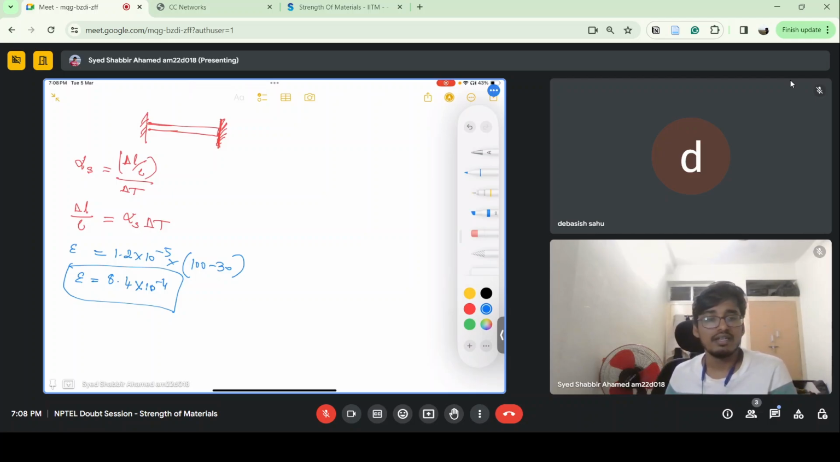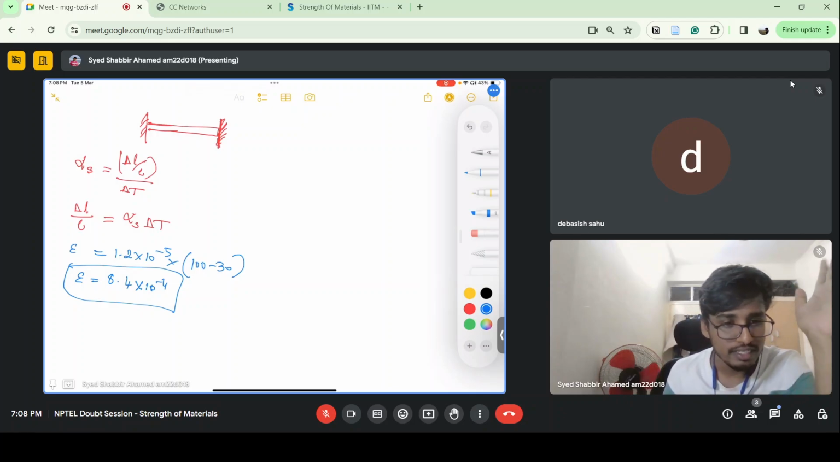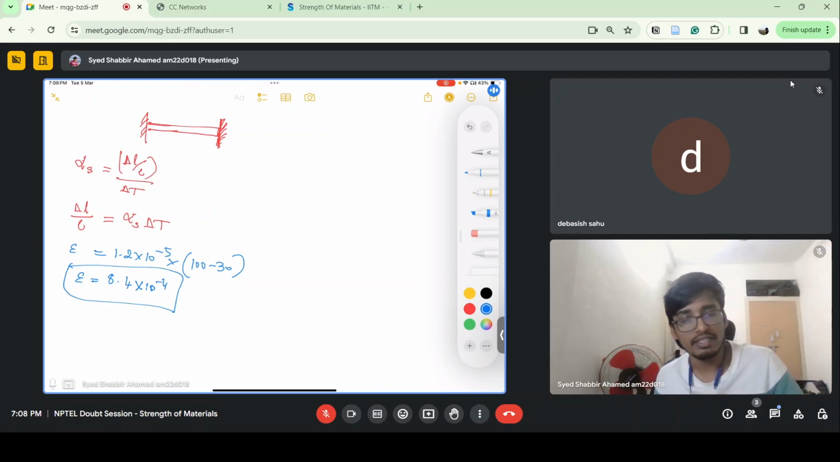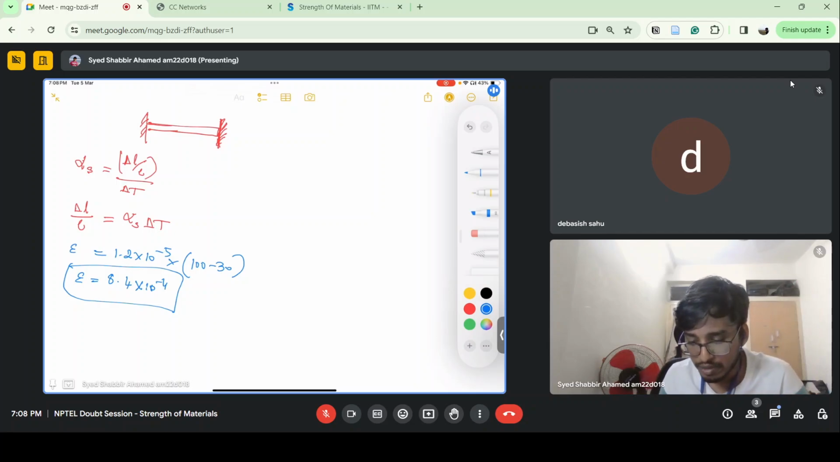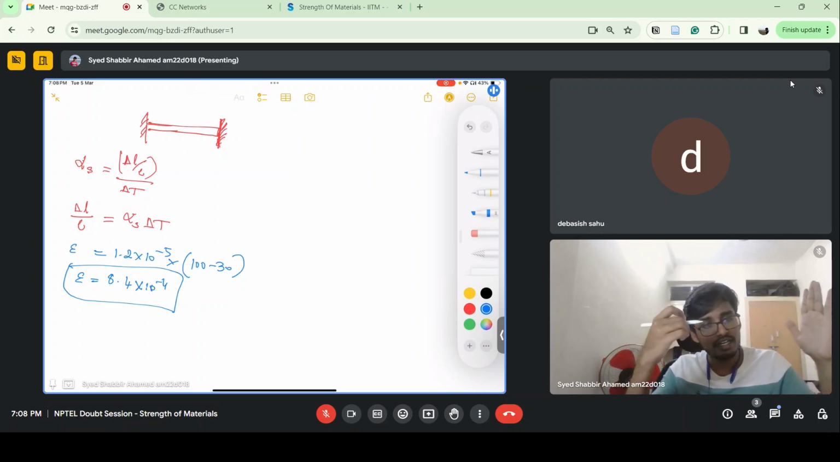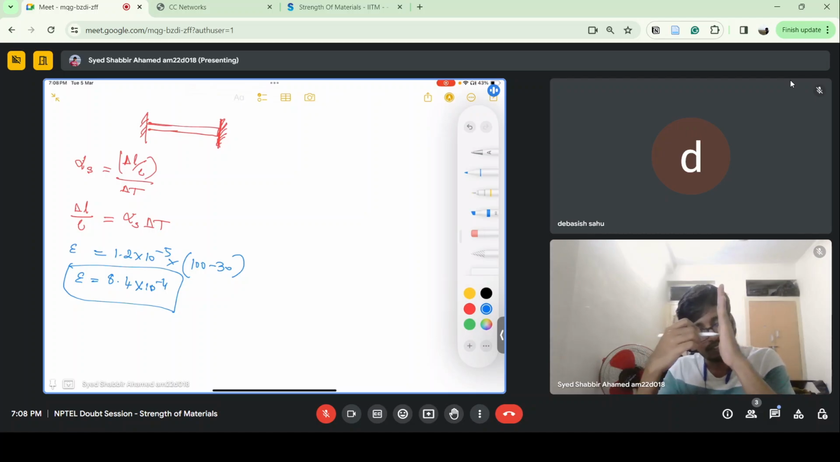But there is a boundary, so it is restricted. The rod is restricted and it is not allowed to expand. So assume that the material has expanded due to the temperature change, and now you apply some load and bring it back to its original dimension, which is reducing this strain. So expansion is reduced due to the boundary.